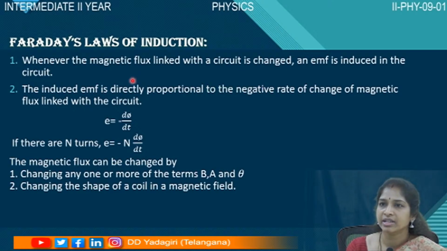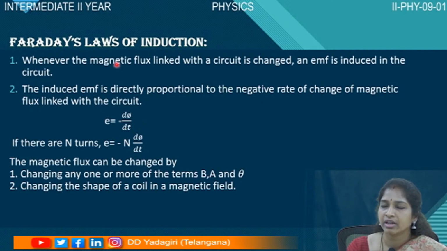So already we have discussed what Faraday concluded with his experiments. From both the experiments, he concluded that when there is a change in the magnetic flux, an EMF is induced. That is Faraday's first law. So according to Faraday's first law, whenever the magnetic flux linked with a circuit is changed, an EMF is induced in the circuit. So what we are saying here, we are writing in equation form. That is Faraday's second law.